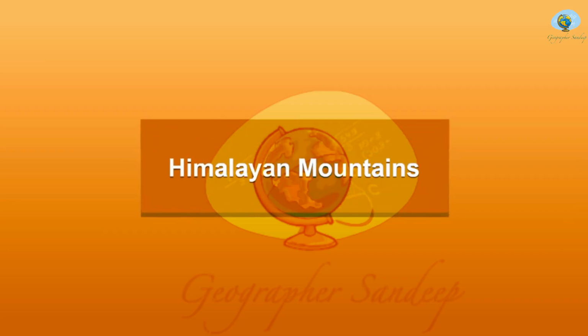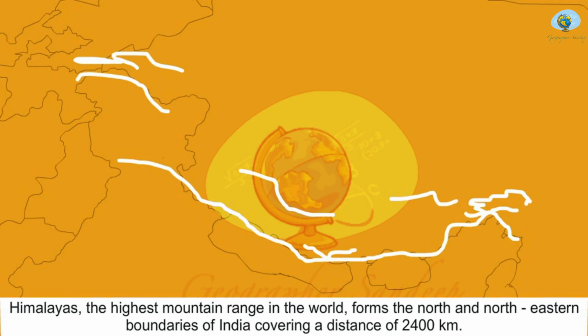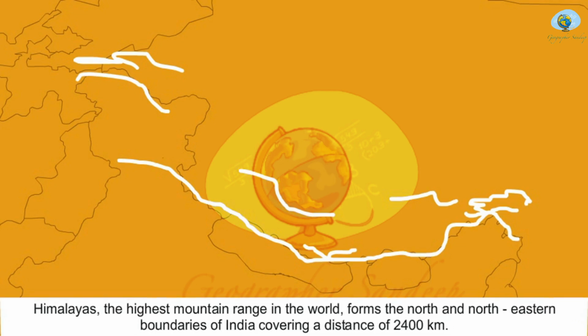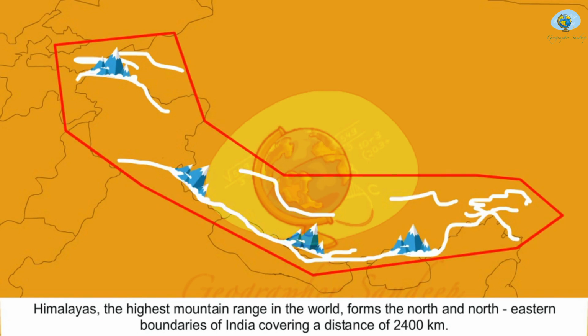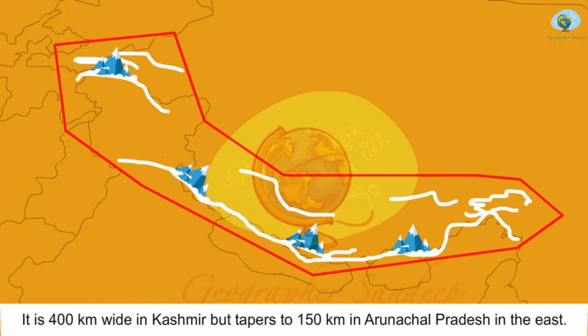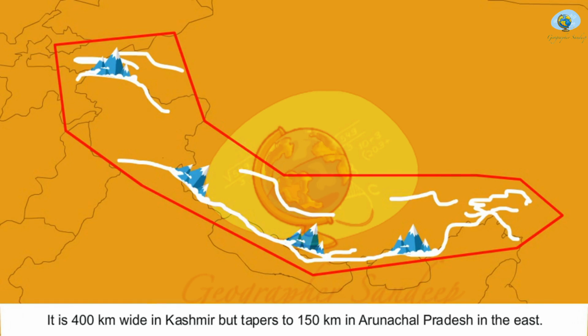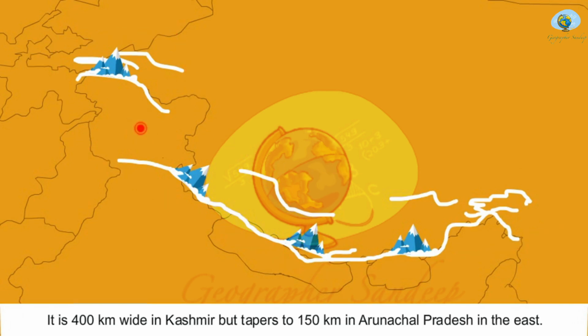Himalayan mountains. Himalayas, the highest mountain range in the world, forms the north and northeastern boundaries of India, covering a distance of 2,400 kilometers. It is 400 kilometers wide in Kashmir but tapers to 150 kilometers in Arunachal Pradesh in the east.